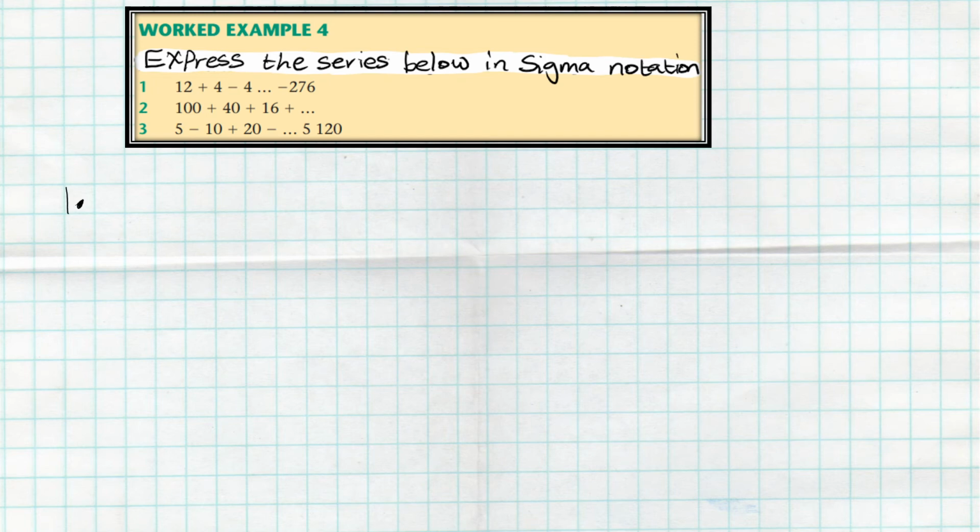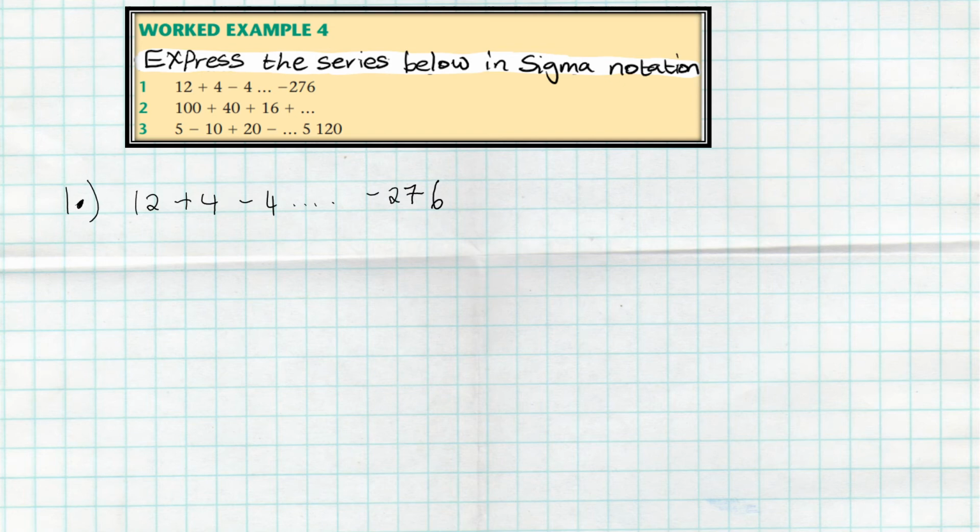We are given, they say express the series below in sigma notation. They give you 12 plus 4 minus 4, and it's going up until minus 276. So before expressing a series, you must first determine whether this series is geometric or arithmetic, right? Obviously this is for your Tn, the center of the sigma. So let's go and determine. I think this will be an arithmetic series.